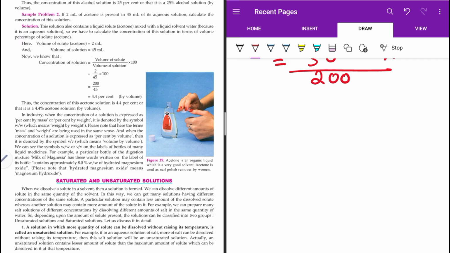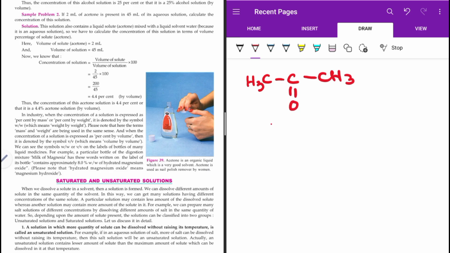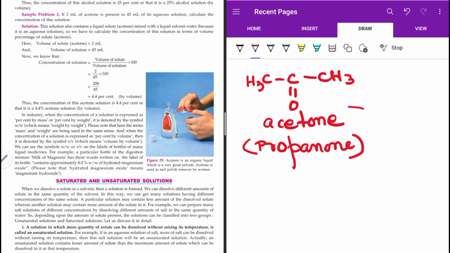It says if 2 ml of acetone. Acetone is again an organic compound. Acetone is CH3, C double bonded O, CH3. So if you can remember, it is good. If you don't remember, you will get opportunities later on to come across this type of compound. This is acetone. It is also known as propanone, and it is actually a ketone.